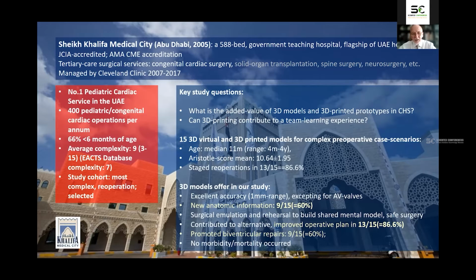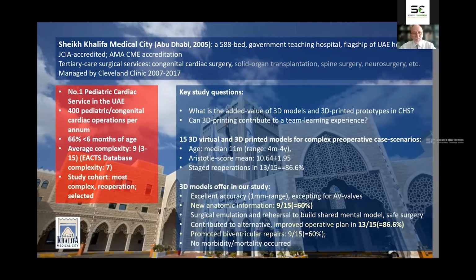I can see that new anatomic information transpired in about two-thirds of the cases, and the models promoted a better surgical strategy in almost 90% of the cases. And there was no morbidity or mortality in this series, thankfully due to the models, at least in part.